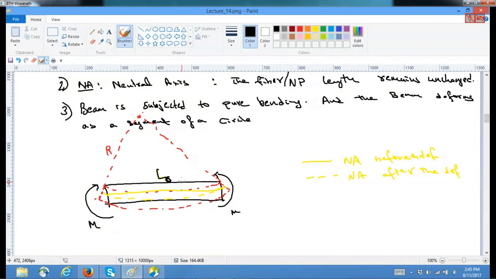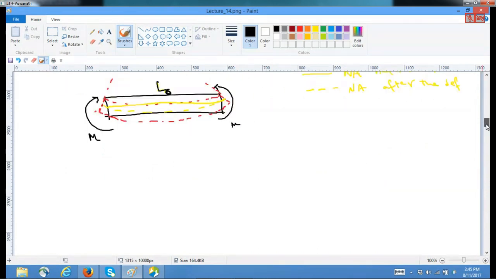Now, if that is theta, we know that an arc length S is equal to R times theta. So this is not the sine theta kind of thing. This is an arc length, or a segment of length, equal to radius times the angle of inclination between both the ends. So S is equal to R theta, the same thing.